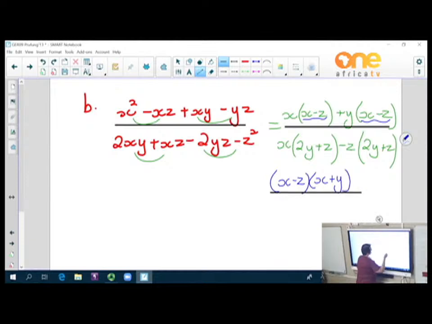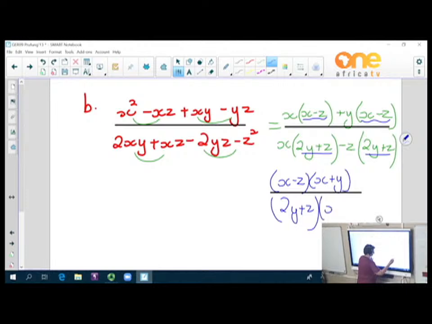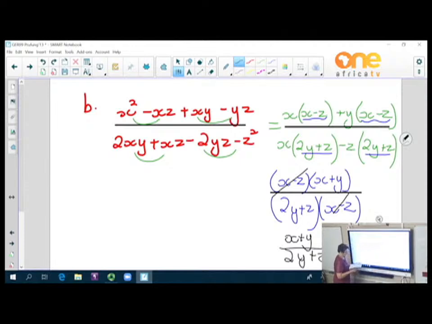For this one, I can take out the common one there. So it is 2Y plus Z, and the second one is then X minus Z, those 2, because you divide there. And now we can cancel, and this is what will cancel, and the answer is X plus Y over 2Y plus Z.